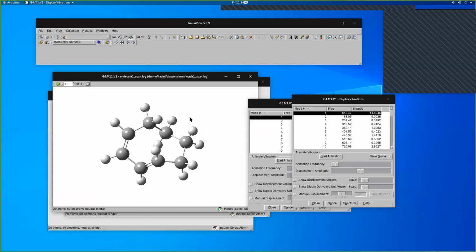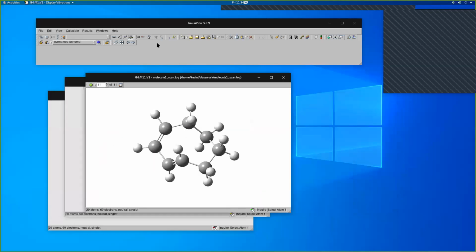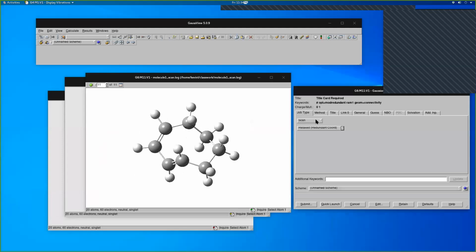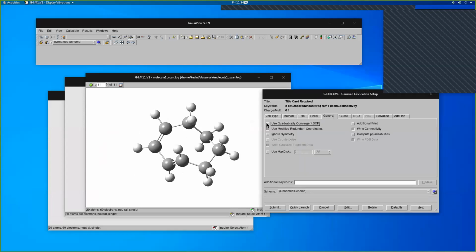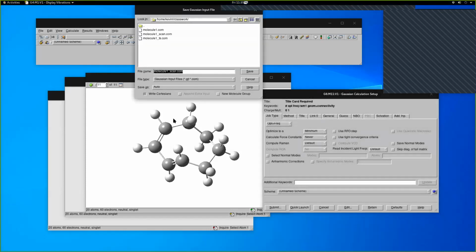And let's see if I can calculate over here. Let's optimize it. So let's see if we can optimize our final system. I just want an optimization and a frequency analysis. I don't want to write that. And let's submit. And this certainly looks very much like the cis trans. So it looks like molecule 3 to me.